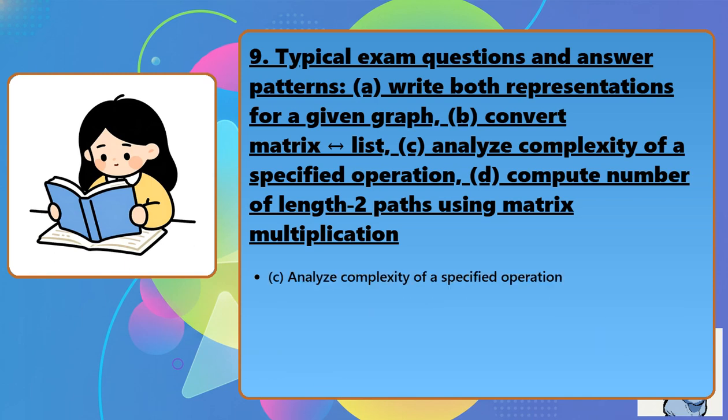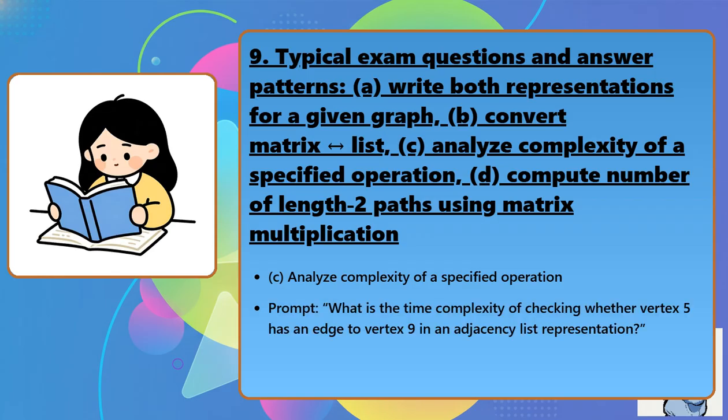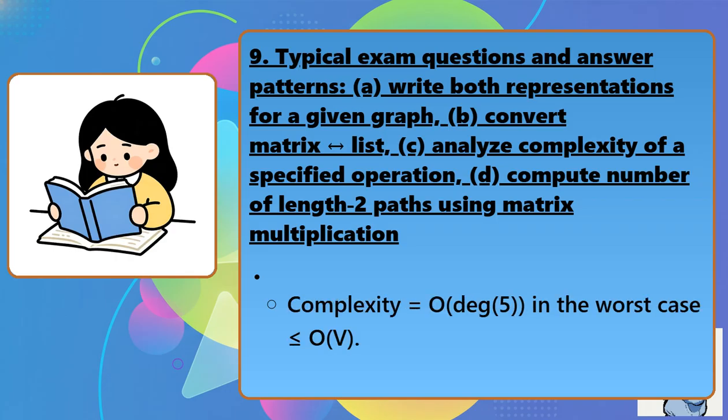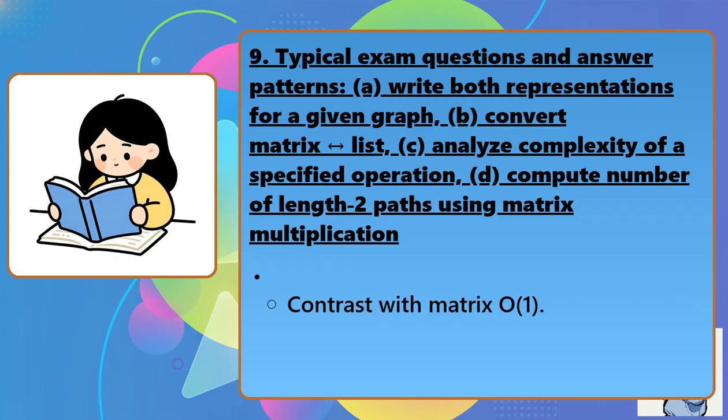(c) Analyze complexity of a specified operation. Prompt: what is the time complexity of checking whether vertex 5 has an edge to vertex 9 in an adjacency list representation? Answer pattern: state that we must scan the list of vertex 5. Complexity equals O(degree of 5) in the worst case, which is at most O(V). Contrast with matrix O(1).